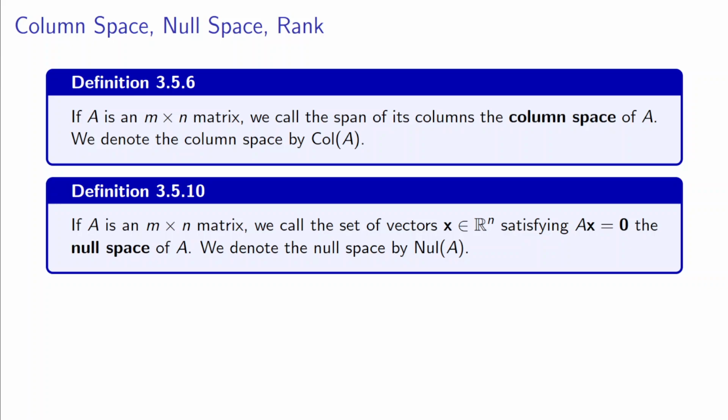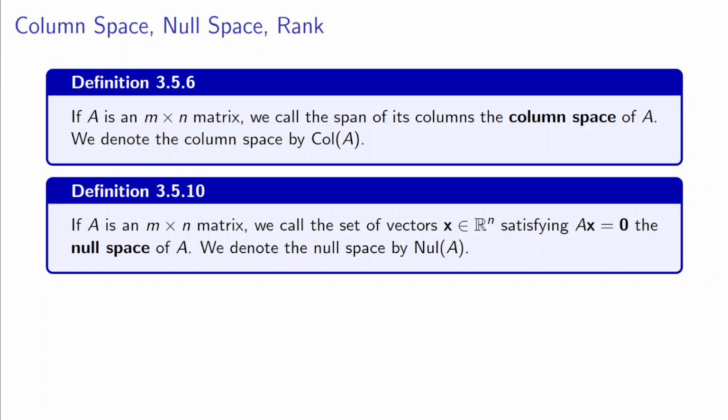Just as a reminder, if A is an m by n matrix, we call the span of its columns the column space of A, and we denote the column space by col A, C-O-L-A. And then if A is an m by n matrix, we call the set of vectors x in Rn satisfying Ax equals 0 the null space of A. And we denote the null space by nul A, so null A. So this is the set of solutions to the homogeneous equation Ax equals 0.